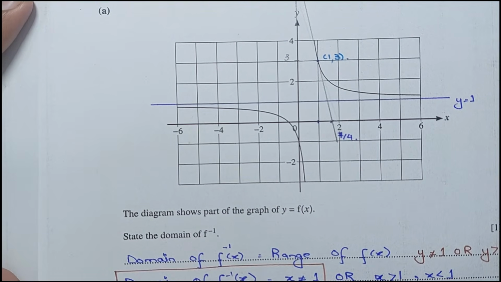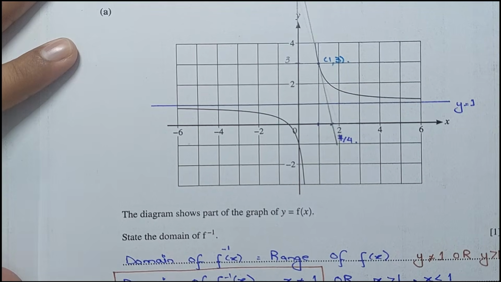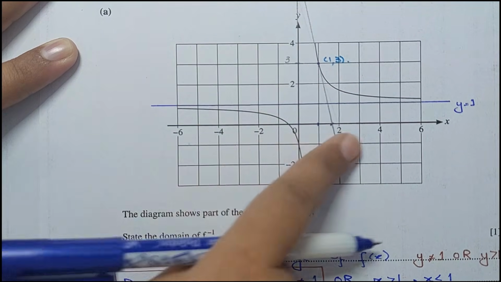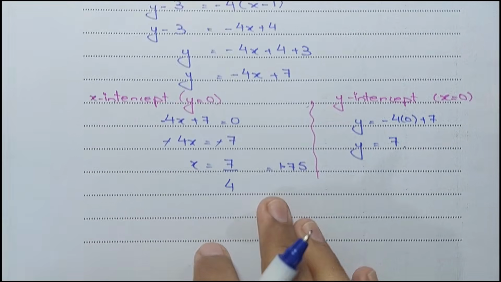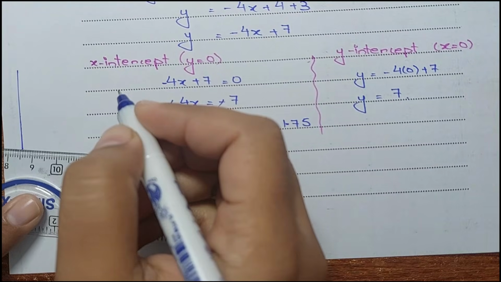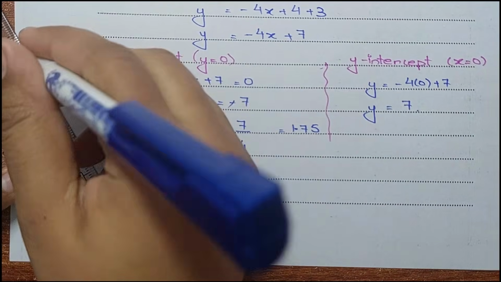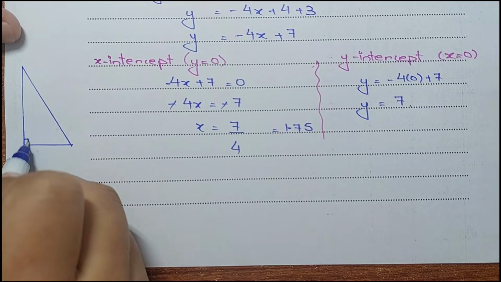Okay, now we need to figure out the area of this triangle, which is enclosed by the tangent to the curve at x equals 1, the y-axis and the x-axis. So it is a right angle triangle, you guys can see. So if I can draw this triangle separately on this page. This is the tangent line, right?